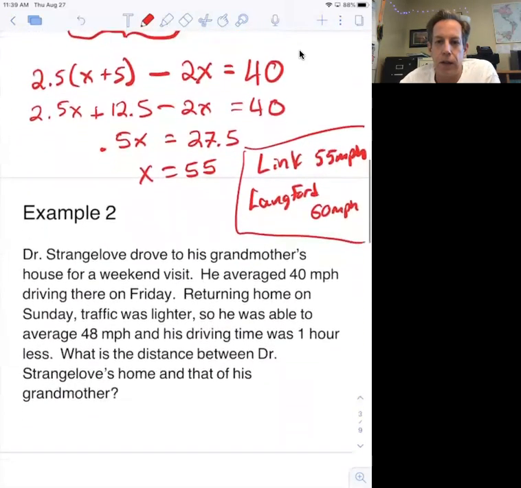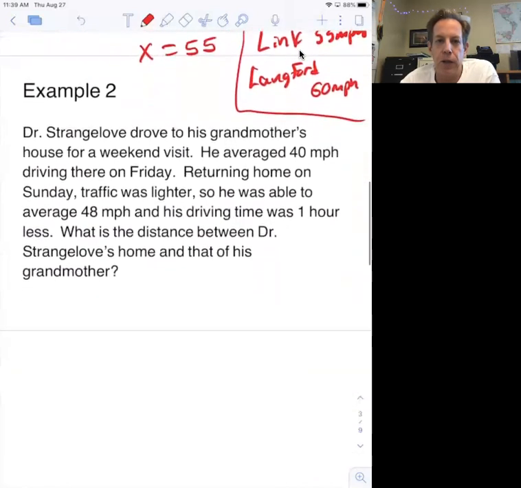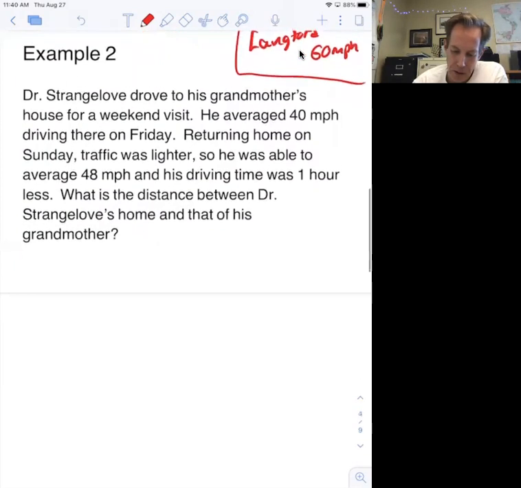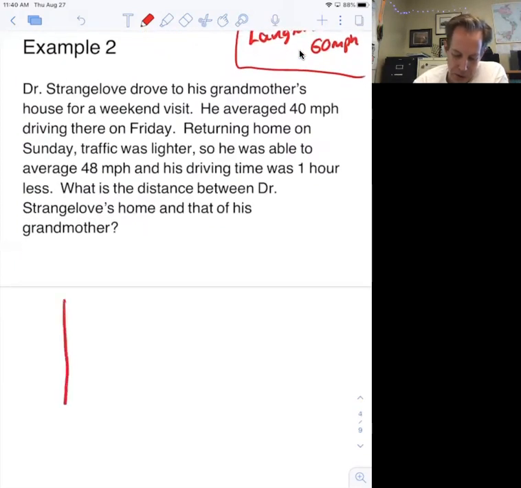All right, so let's take a look at another example. Dr. Strangelove drove to his grandmother's house for a weekend visit. He averaged 40 miles per hour driving there on Friday. Returning home on the Sunday, his traffic was lighter, so he was able to average 48 miles per hour, and his driving time was 1 hour less. What is the distance between Dr. Strangelove's home and that of his grandmother? Okay, so I'm going to go ahead and create my chart.